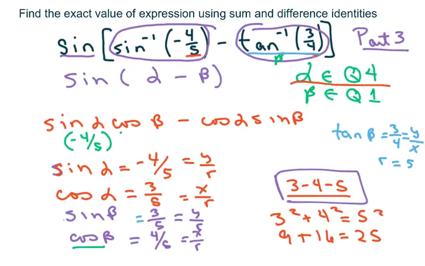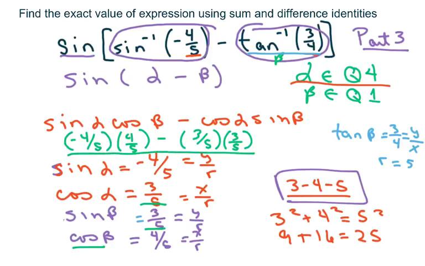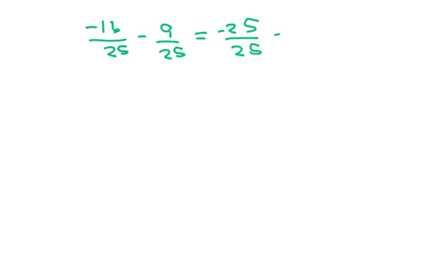Cosine of beta is 4/5, minus 3/5 times sine of beta, which is 3/5. I'll go ahead and write it on the other side. So basically, write this down, and you can kind of see it. It's going to be -16 over 25 minus 9 over 25, and that's going to give you -25 over 25, which equals -1. And that's all.